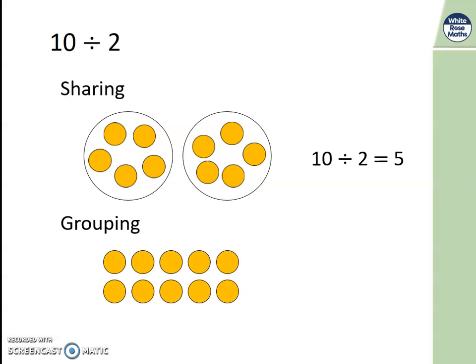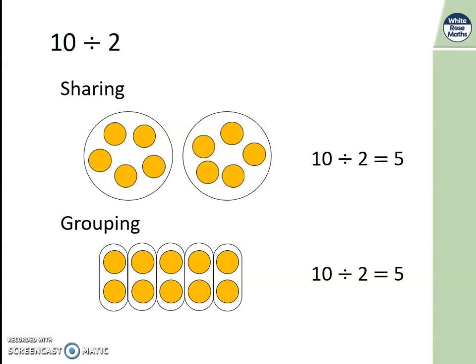Let's have a look at grouping. So we've got our 10 circles again, and we are going to group them into groups of 2. So there's 2, there's 2, there's 2, there's 2, and there is 2. So we have grouped them into 2. And how many groups of 2 do we have? We have 5. So 10 divided into 2 equals 5. And this method is sharing, and this method is grouping.